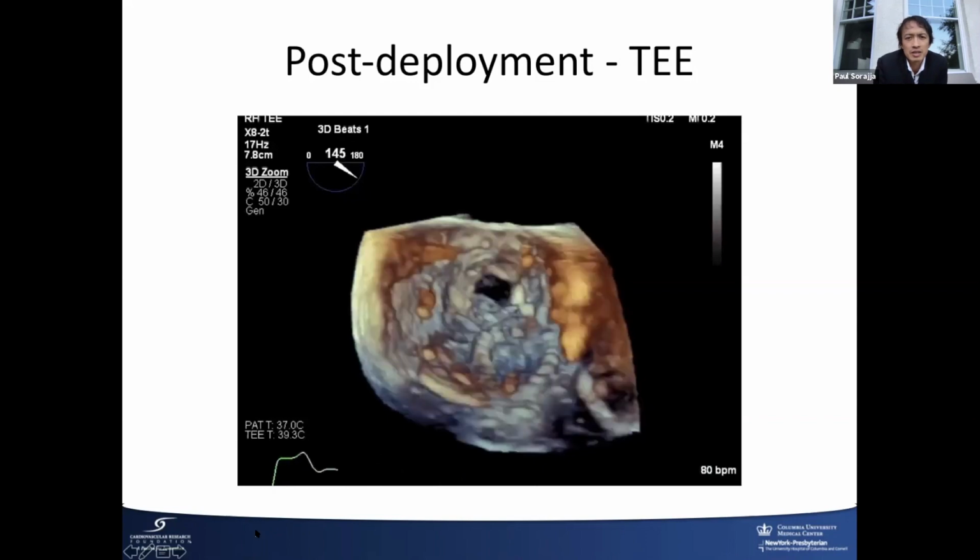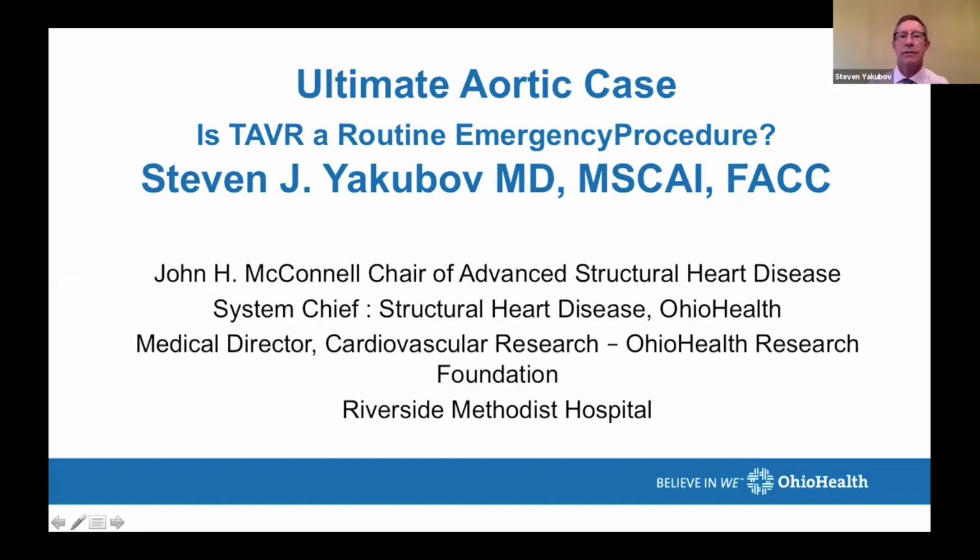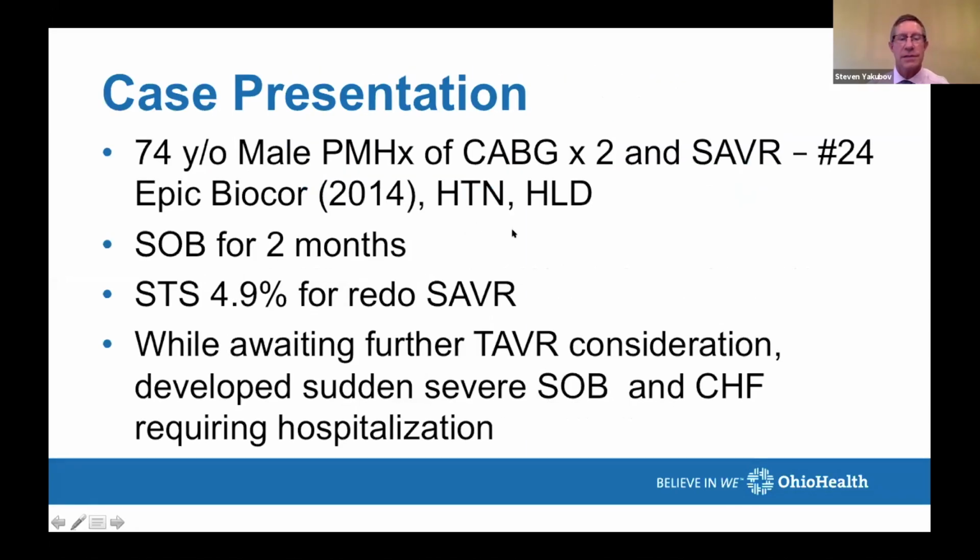Last but not least, Steve. Let's see. Yeah, I'm going to talk today. I'll be brief here. This is a 74-year-old man with prior bypass and an Epic BioCore valve in 2014, a surgical valve, shortness of breath for 2 months and an STS score of 5. He was being worked up for TAVR. He hadn't quite come down for his CT scan. While he was awaiting his evaluation, he developed severe sudden shortness of breath and heart failure requiring hospitalization.